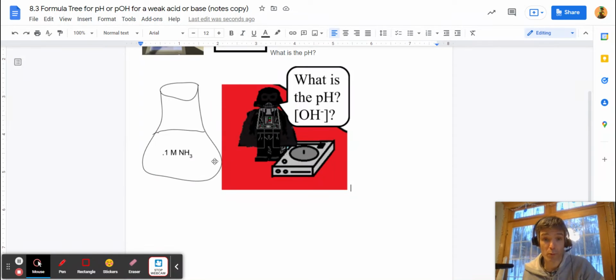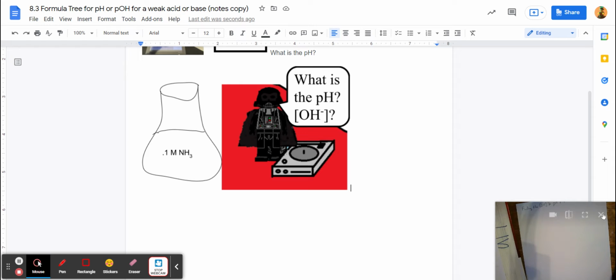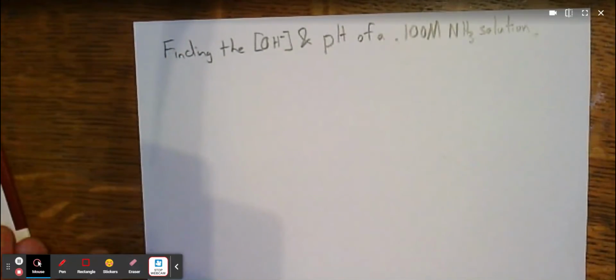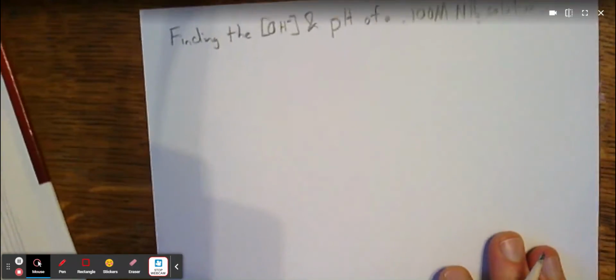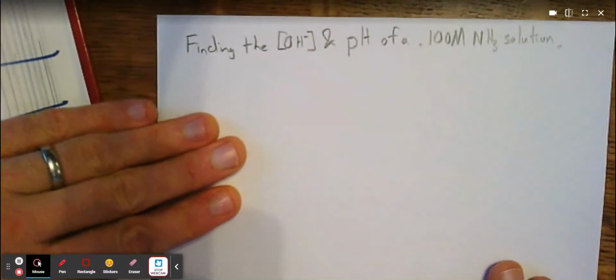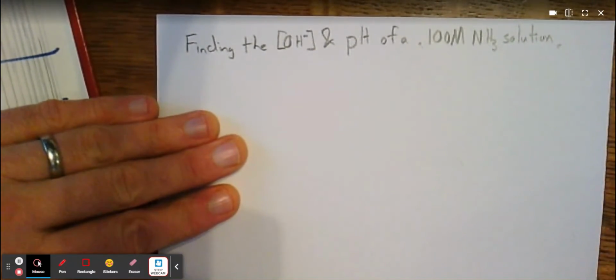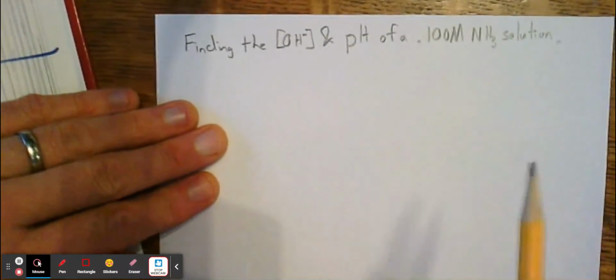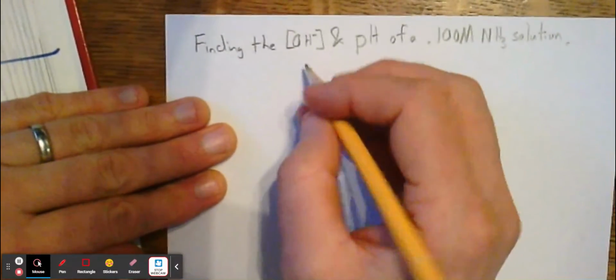We have this solution of ammonia, and we want to know the pH of the OH. Now, the tricky thing with this is we're not given the pKa or the pKb value of the ammonia. We're given the pKa value of ammonia's conjugate acid. All right, so we need an equation, right?